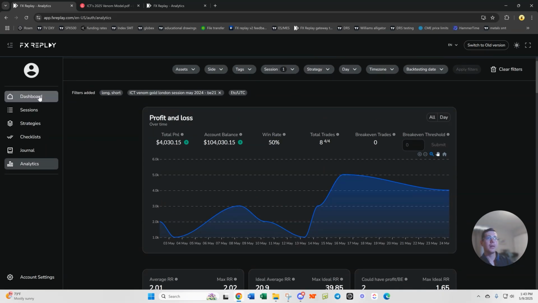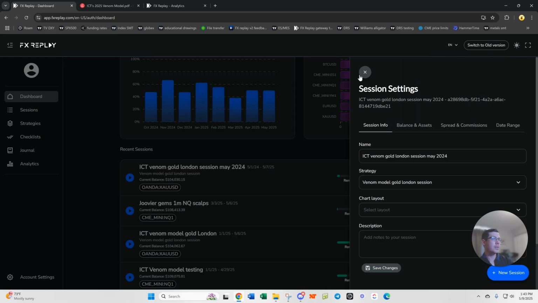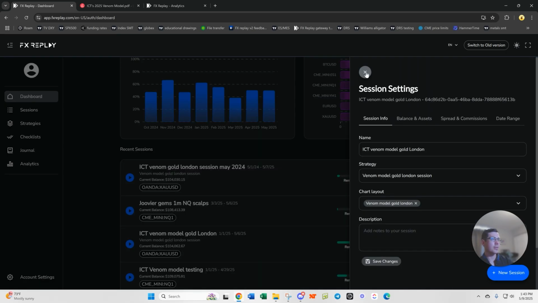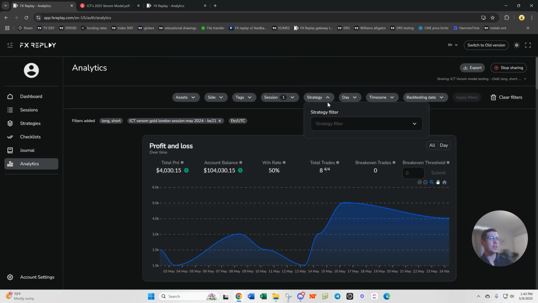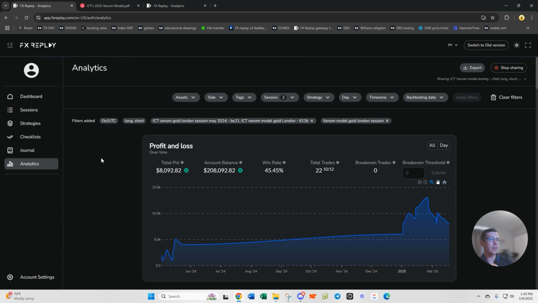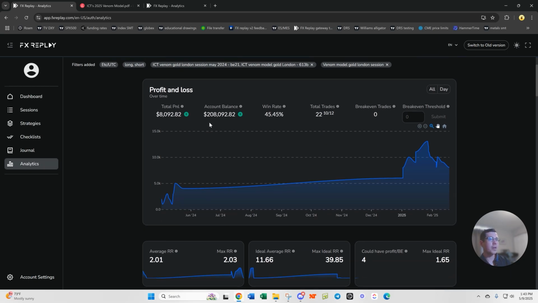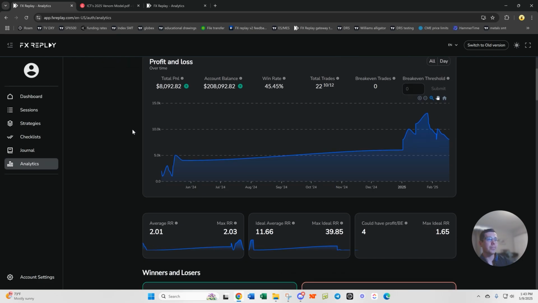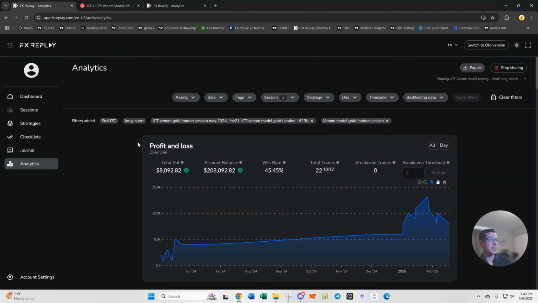I'm going to make sure I have my sessions set up with the strategies tied to them. I have the strategy tied to this first session, and I have the strategy tied to my initial session. So I can go into the analytics and filter on the Venom Model strategy, and then I'll apply that. Perfect. So this is basically all of the testing that I've done with this version of ICT's Venom model. I had a 100K balance on both of them. Looks like I got about 8R collectively between the two of them. Same thing, roughly a 50% win rate.